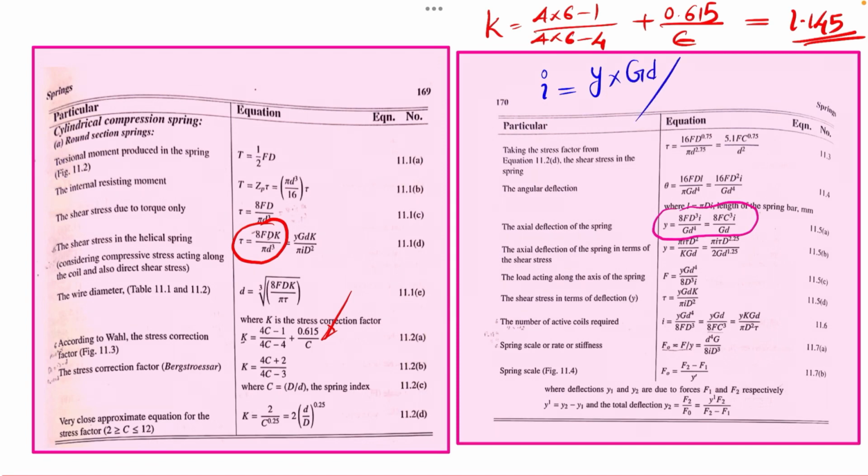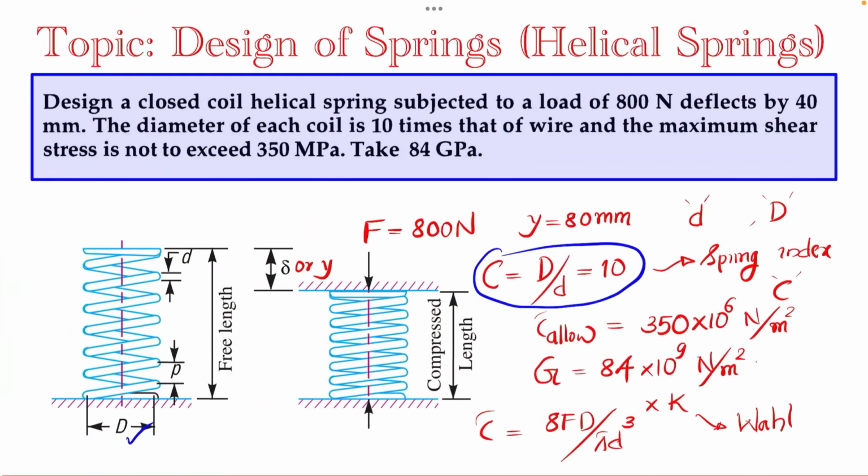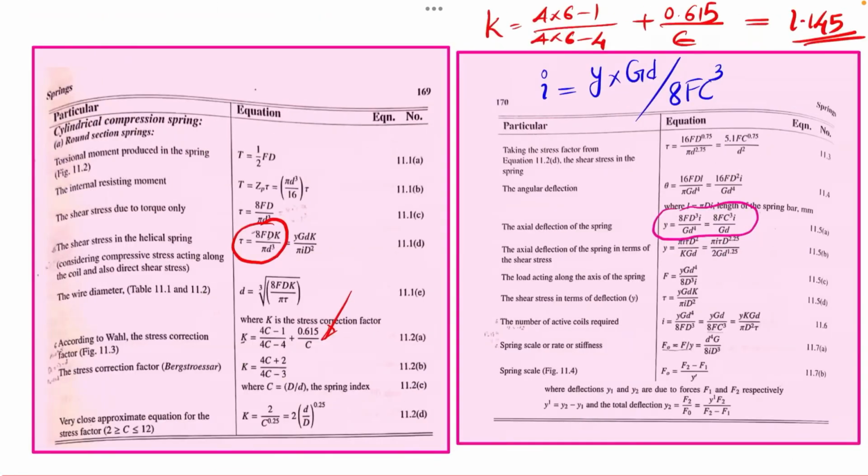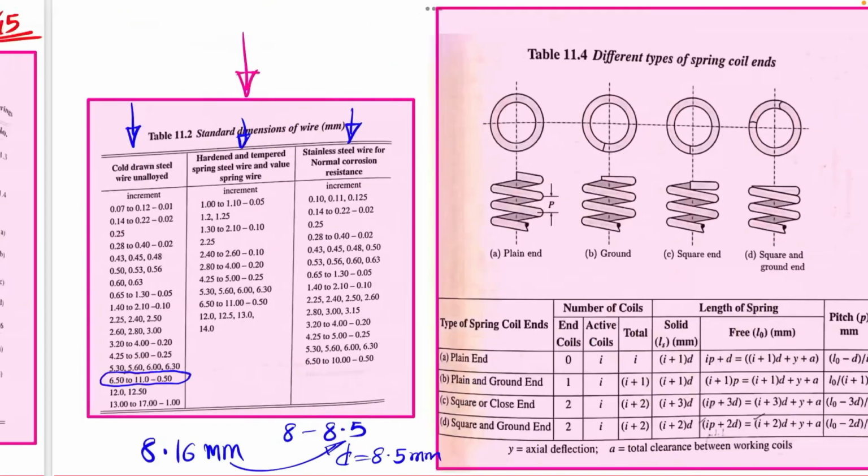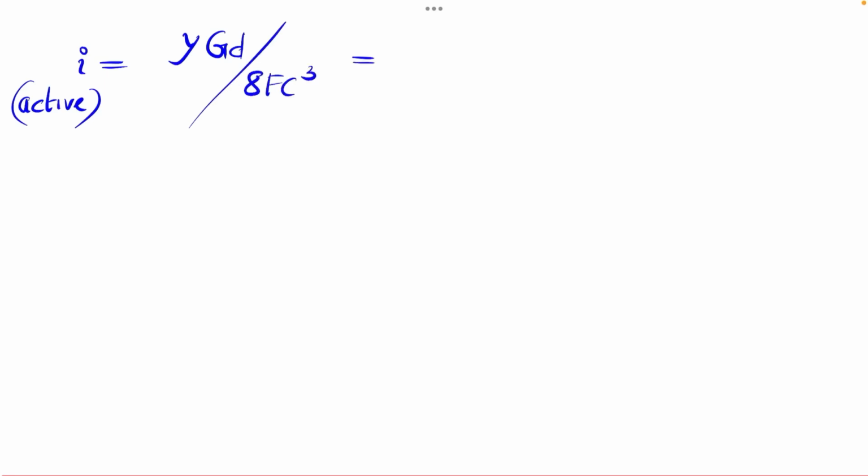I can rearrange this i as i equal to y into G d divided by 8 F C cube. Here all values are known. y, the deflection, is given in mm, which is 40 mm. The force F, the C value, the rigidity modulus G are also given, and the diameter is also known. So I will be substituting these values in this expression, that is again, the number of active coils is equal to y into G into d divided by 8 F C cube.